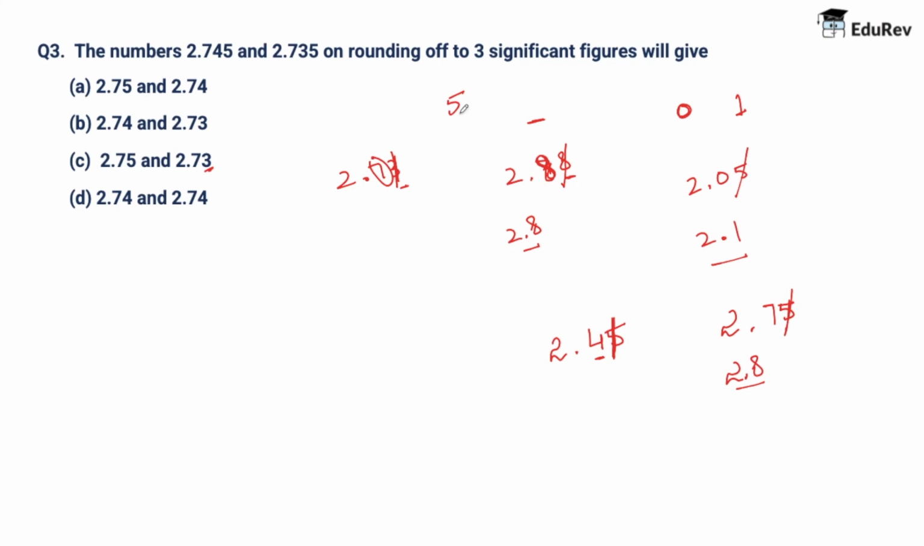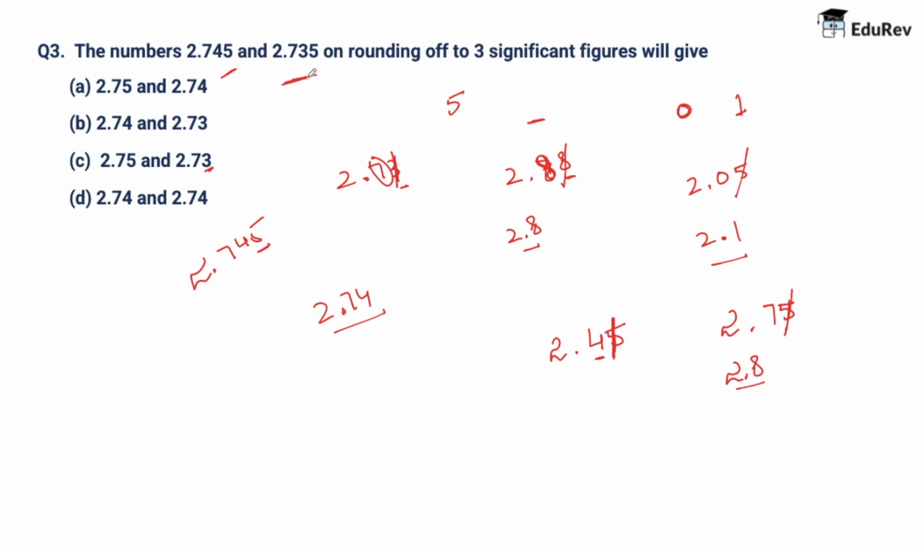So we have two numbers and we have to round them off to 3 significant figures. So let's round 2.745 first. Now here the digit to be dropped is 5. So I have to drop the digit 5 here. Correct. Now the preceding digit to the left is left unchanged because it is even. So it will be 2.74. Correct.